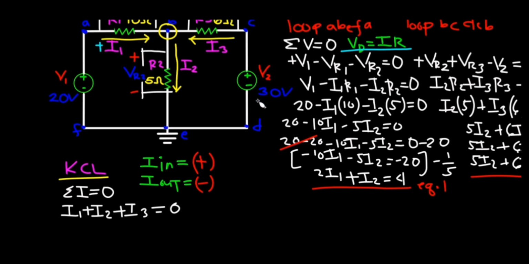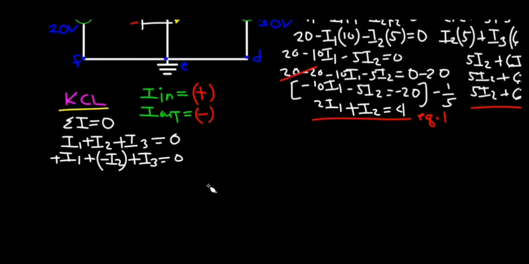I1 will be positive, since it is entering the junction. I2 is negative, because it is leaving the junction. And I3 is positive since it also enters the junction. Then we equate this to I3, will be equal to I2 minus I1. This will serve as our third equation.